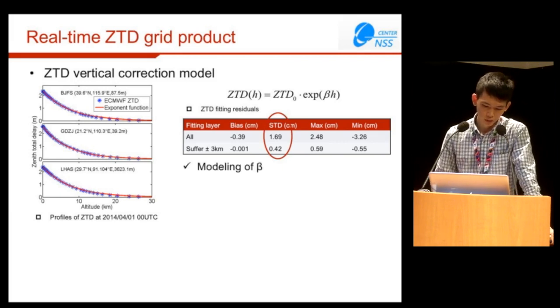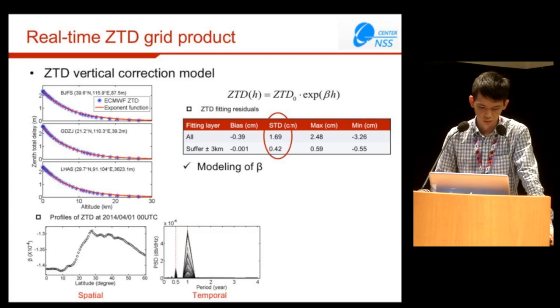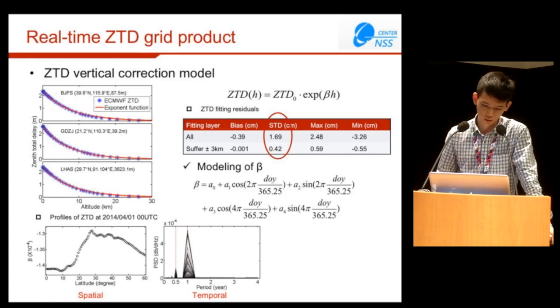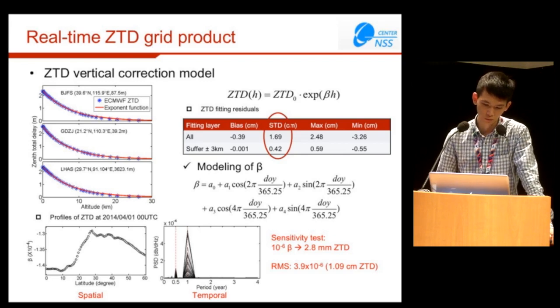After getting beta time series of 4 years at each grid point, we analyzed the beta in both spatial and temporal domains. And we can find significant variations of beta in spatial. And the main periodical cycles in the beta time series are annual and semi-annual cycles. So we use this equation to fit the time series at each grid point. And finally, we can get a coefficients table for each grid point. And according to our sensitivity test, the fitting residual RMS corresponds to about 1 centimeter ZTD.